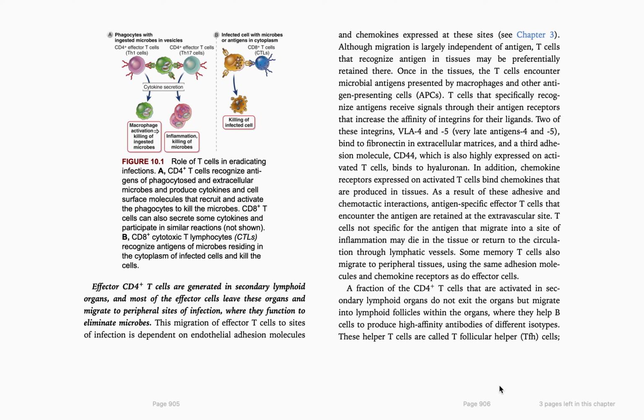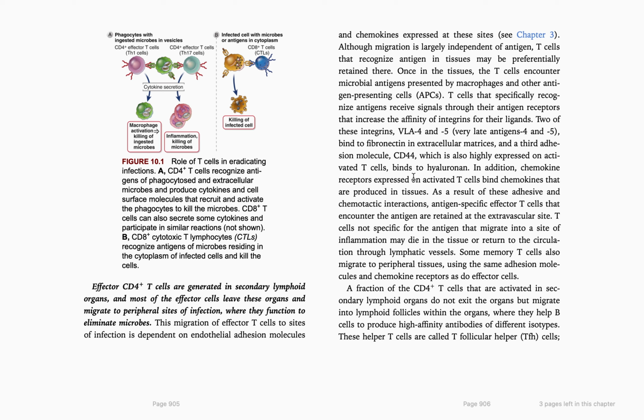Two of these integrins are VLA-4 and VLA-5, very late antigen 4 and 5. So those are the ones that you will see. Very late antigen 4 and 5 bind to fibronectin in extracellular matrices. A third adhesion molecule, CD44, which is also highly expressed on activated T cells, binds to hyaluronan.